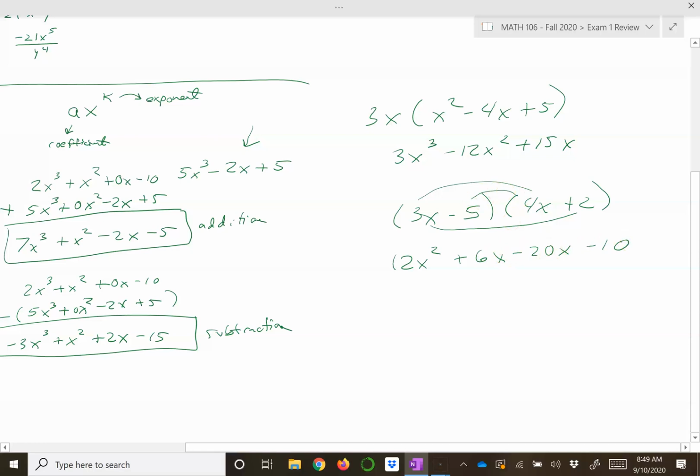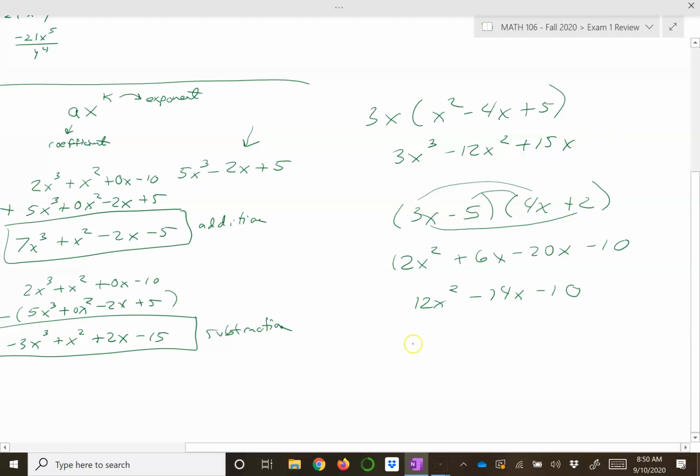So you even see right here, when you do FOIL, you end up getting a four-termer, which means if you were going the other direction here, you'd be factoring by grouping, right? So it even comes out when you do the FOIL. And then you just combine the like terms, and you get 12x squared minus 14x minus 10. All right? And what else was in here for multiplying polynomials? That was FOIL.